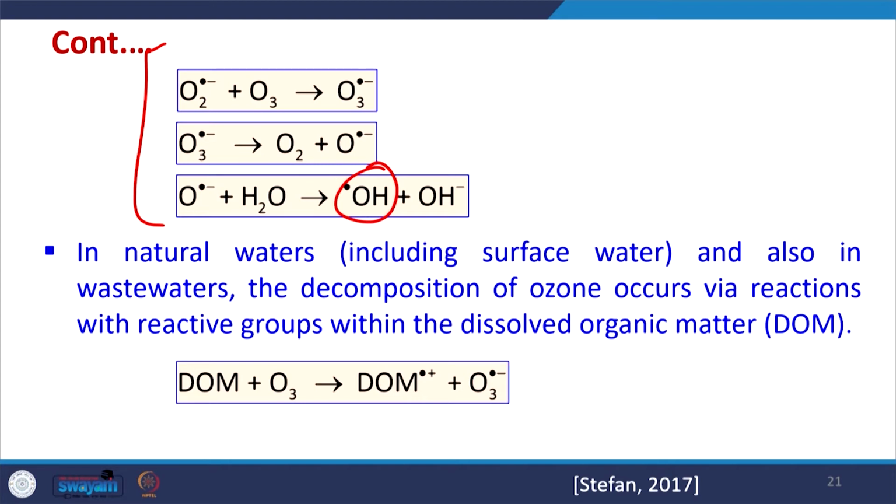In natural waters, including surface water and the usual wastewater, the decomposition of ozone occurs via reaction with reactive groups within the dissolved organic matter. Many dissolved organic matter may be present in these natural waters, so ozone will combine with them and degrade, which is undesirable. We want ozone to react with the organic compounds and convert or mineralize them.